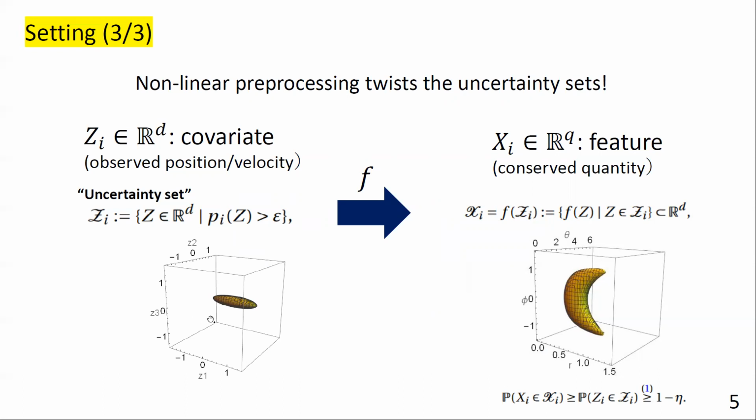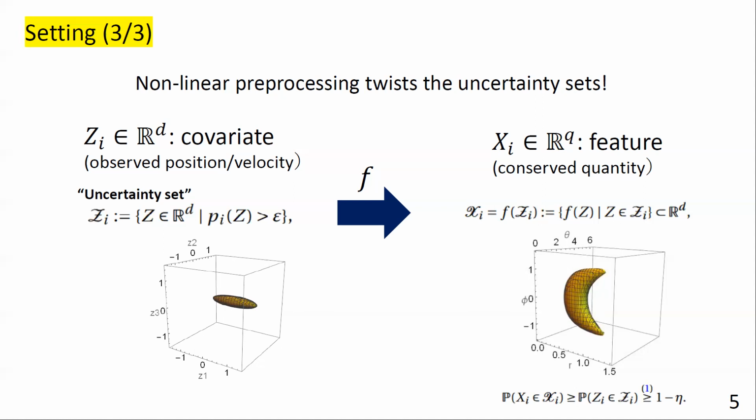And if we assume the normal distribution for a probability density pi, then the uncertainty set should be formed like this ellipsoid. And as we also described, we apply a nonlinear transformation to the observation to obtain a conserved quantity. Here we apply a function f. We use the symbol xy, this one, to represent these transformed features.